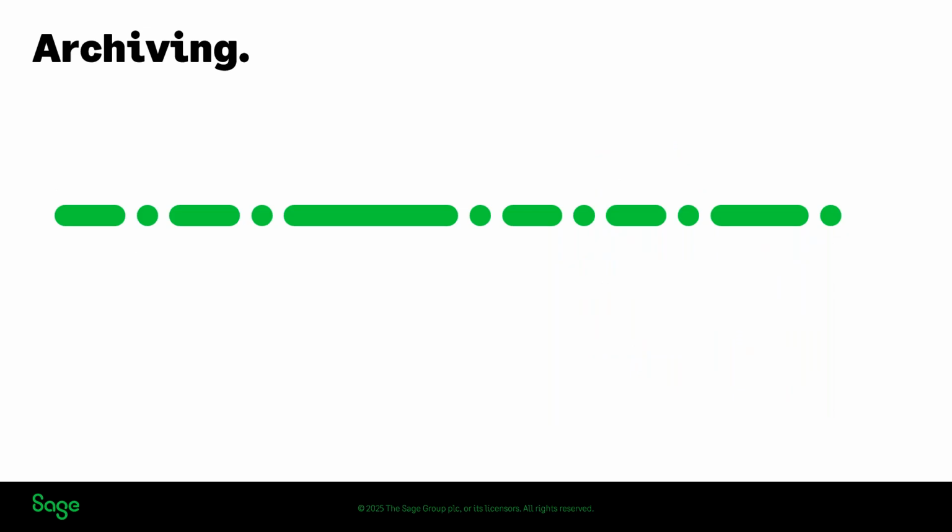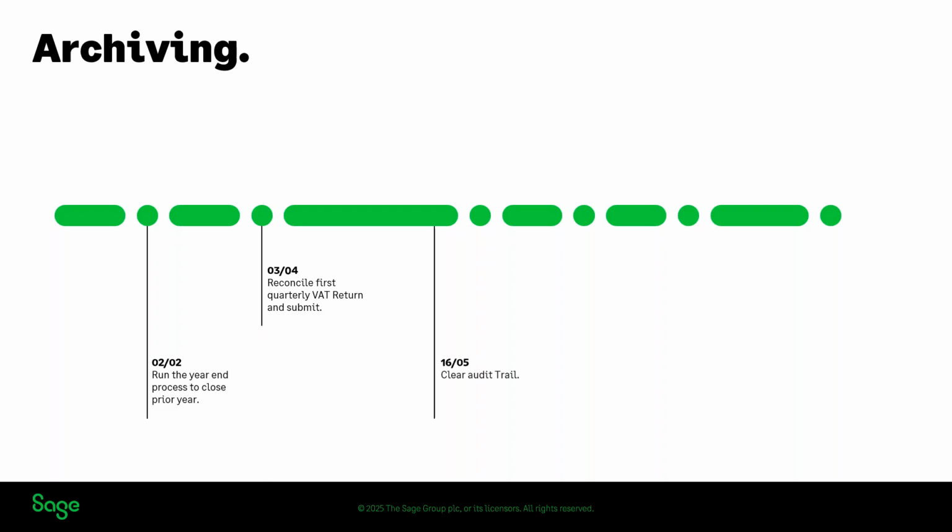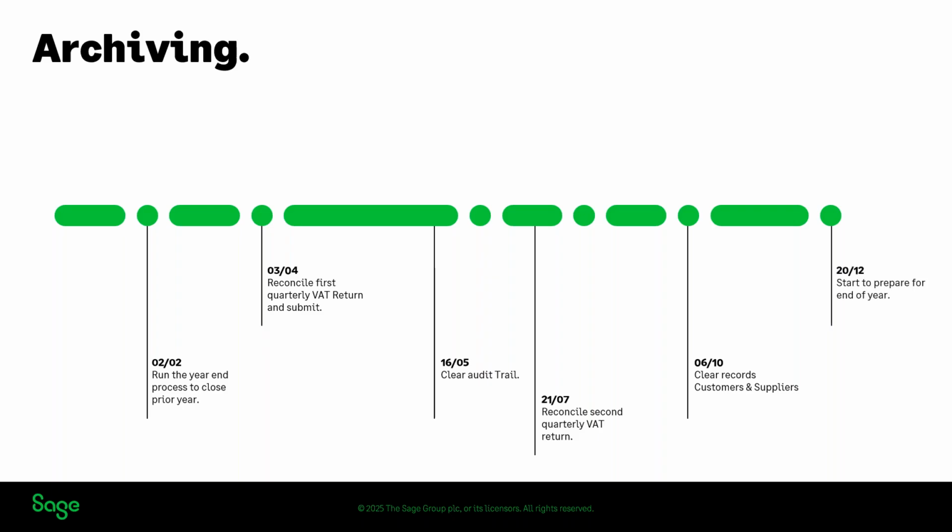Okay, so let's just take a look at, in a more visual way, when would you take an archive? In terms of the year-end process, you might then run a VAT return and submit. You might then run a clear audit trail a couple of months later. Then you do another reconcile of a VAT return, another quarter. And then you might clear some records down. And then towards the end of the year, you might start to prepare for your year end.